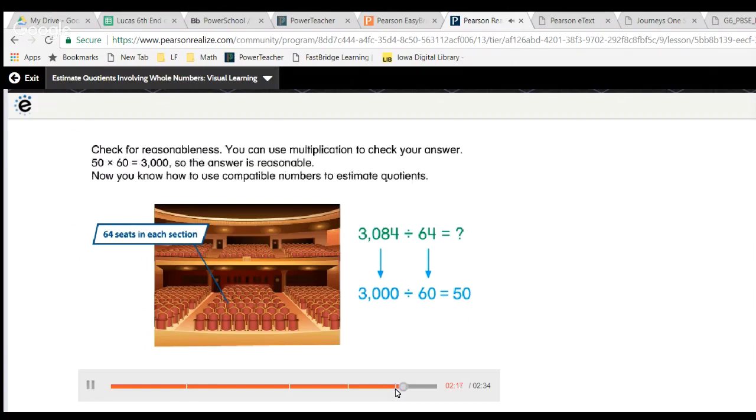Check for reasonableness. You can use multiplication to check your answer. 50 times 60 is equal to 3,000, so the answer is reasonable. Now you know how to use compatible numbers to estimate quotients.